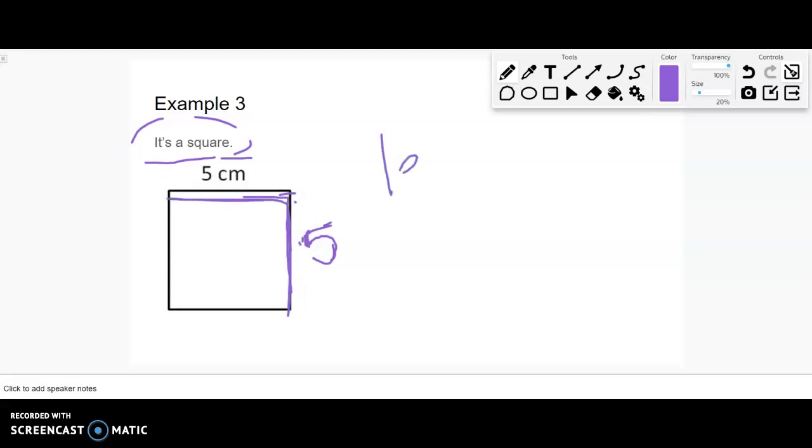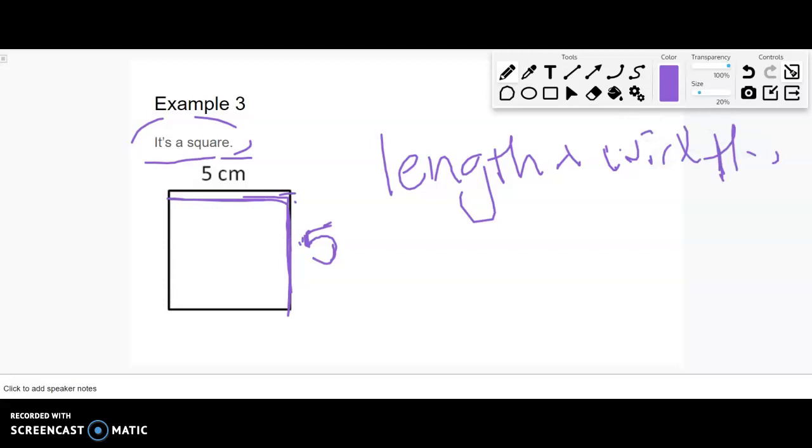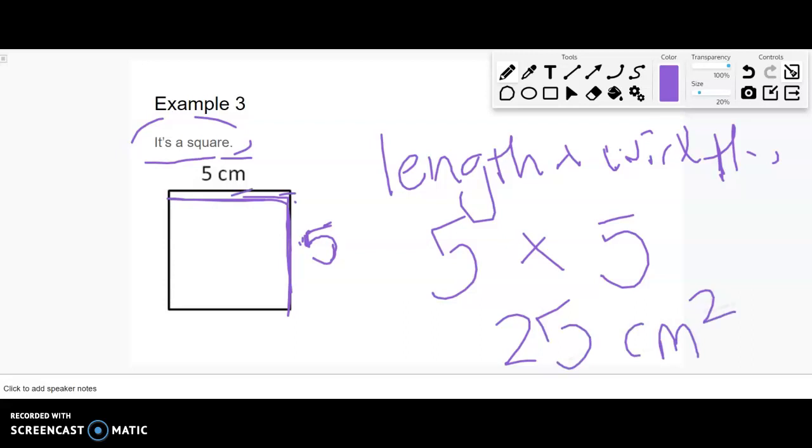So again, I can do length times width. Oh, I will have to fix my pen before the next video. And then length is 5, width is 5. I multiply that, I get 25. It's centimeters, so it's centimeters squared as my answer.